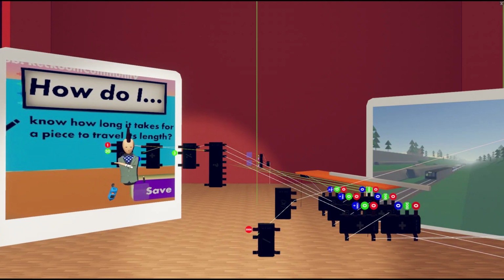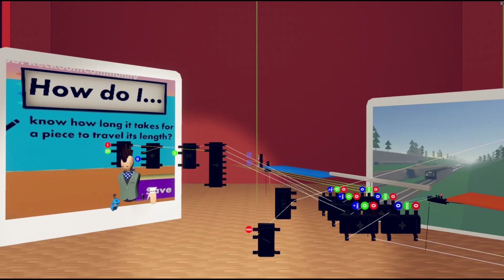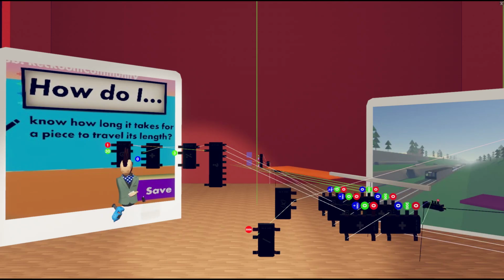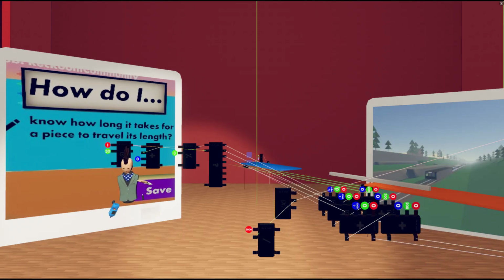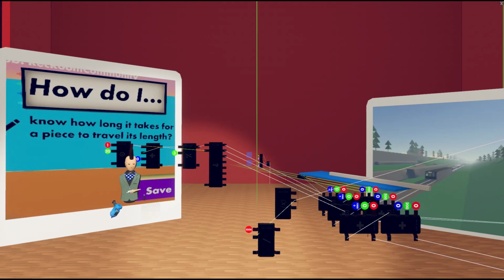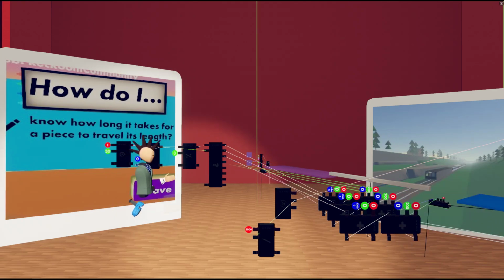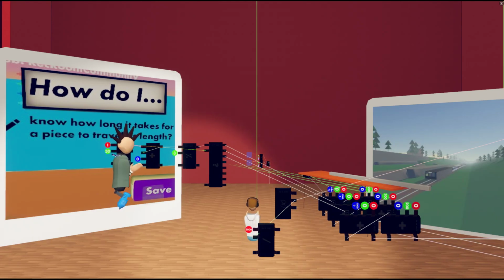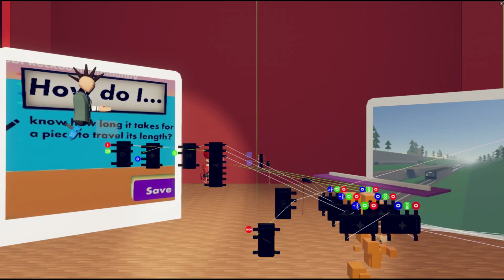And this is the first example of an application of math. It's just a simple algebraic formula. Speed equals distance over time. And if you do some algebra, you can determine that time equals distance over speed. So these pieces are 3 meters long. The speed is 2 meters per second. So time equals distance over speed.